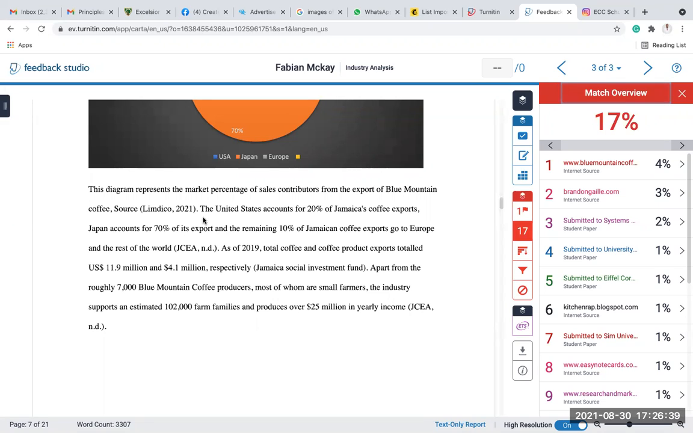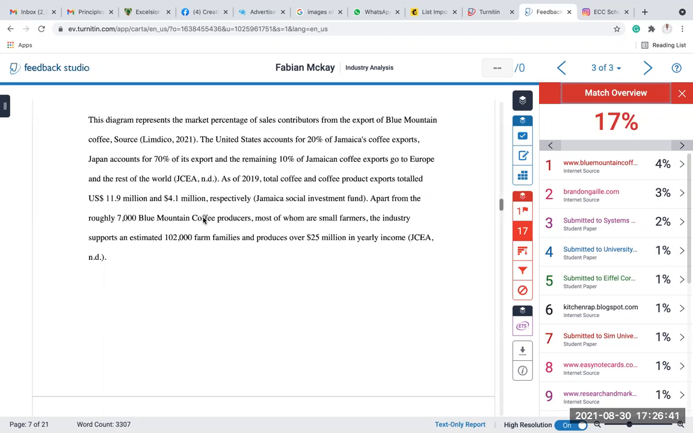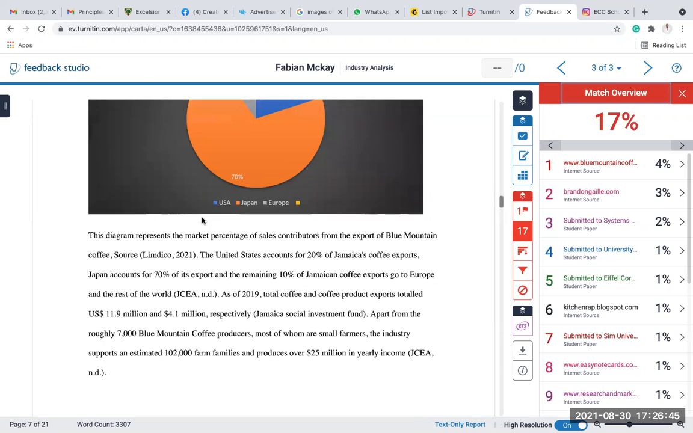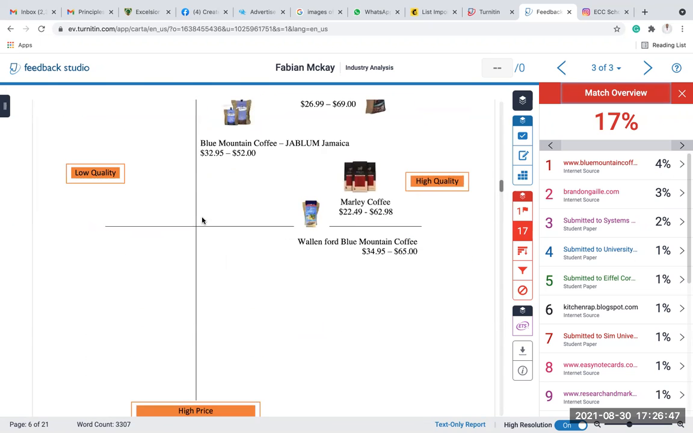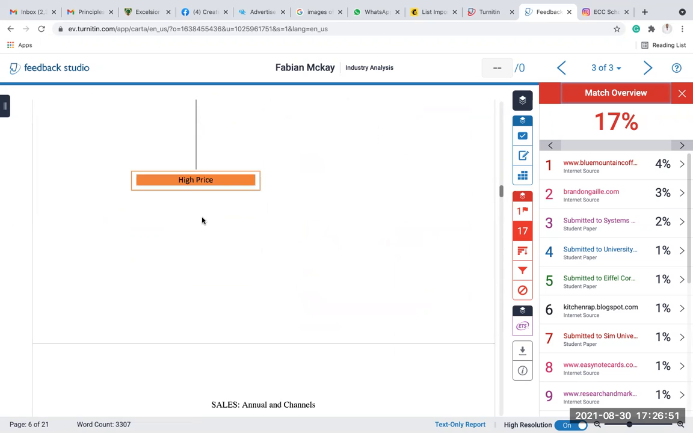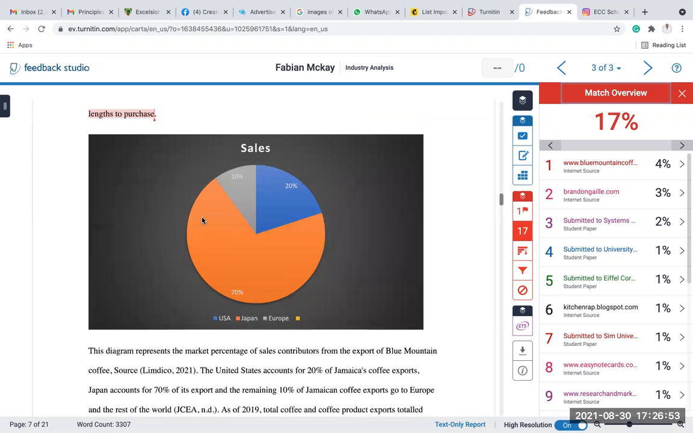25 Jamaica exports. Is there any other coffee that is exported out of Jamaica? I'm looking at your positioning map. Is it that only Jamaican Blue Mountain coffee is exported? Are there other brands of coffees that are exported? Give me a sec.